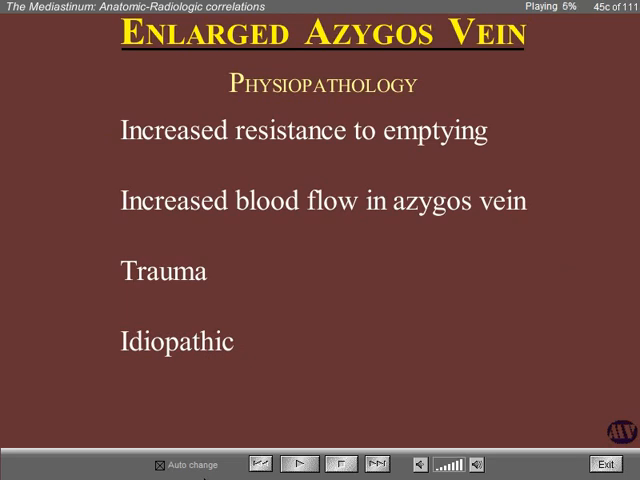An enlarged azygos arch may be the result of increased resistance to the emptying in the superior vena cava, or of the superior vena cava flow restricted at its entrance into the right atrium. It could also be due to increased blood flow in the azygos vein, as seen with azygos continuation of the inferior vena cava. It can be the result of trauma or be idiopathic.